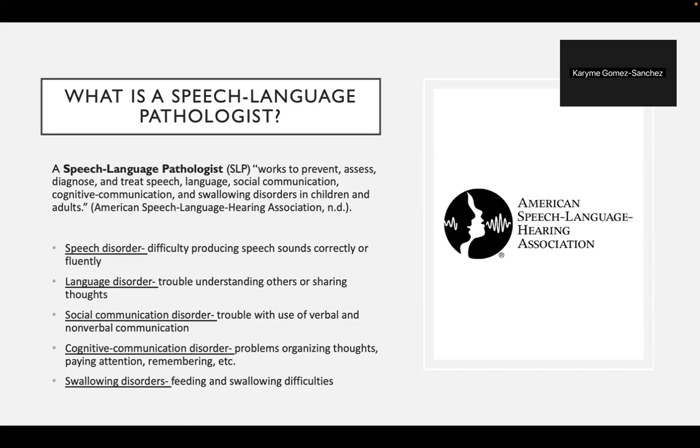So first, I want to go over some of the different types of disorders that they assist with. So first, we have speech disorder, which is a difficulty in producing speech sounds correctly or fluently. Next, we have language disorder, which is a trouble understanding others or sharing thoughts. Then we move on to social communication disorder, which is trouble with the use of verbal and nonverbal communication.